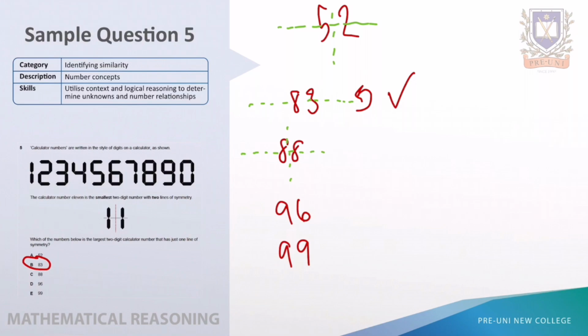So this is one way students can carefully check if numbers have lines of symmetry, is just for them to actually write it down and figure it out visually.